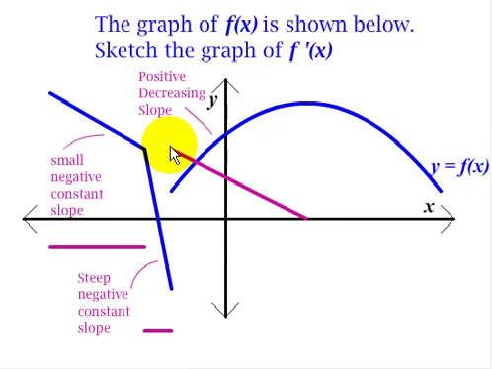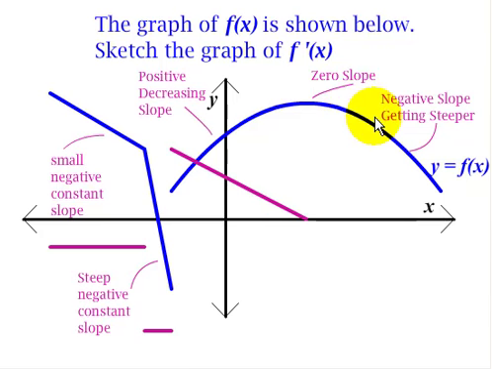So that means the derivative graph crosses the x-axis at that point. And that's because it has a zero slope at that point. So then I continue on past that. I have a negative slope because we're going downwards now. So that means we're going to be below the x-axis.